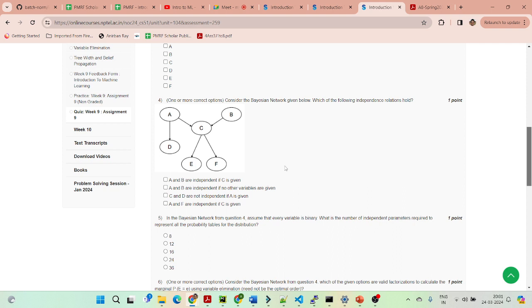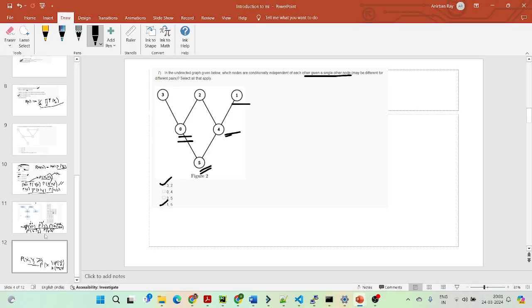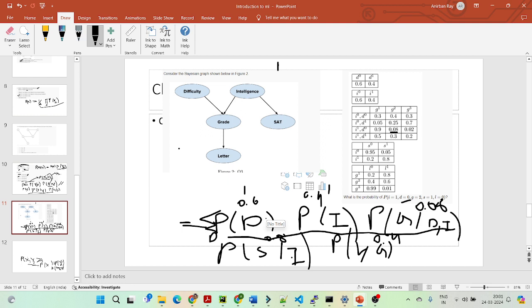So this way the Bayesian network is given. Which independence relation holds? Okay, so the idea is very similar, very simple actually, and you have to approach the problem like this. As in the last problem, you've broken it down.